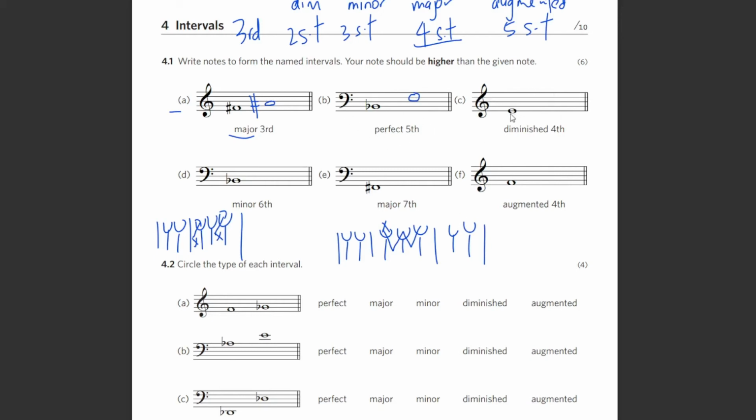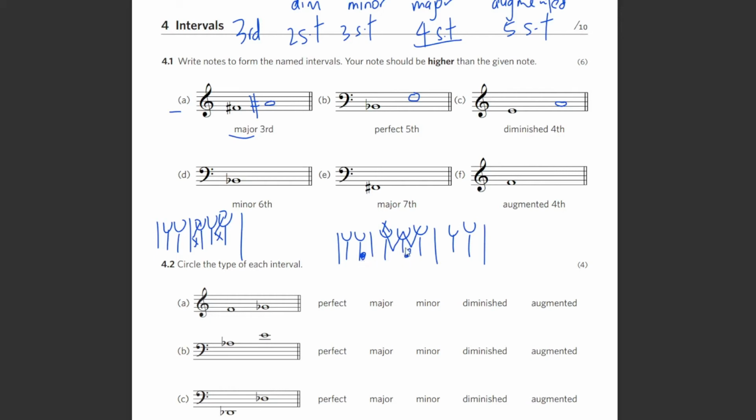Okay, next E. The fourth from E is A. E is 1, F is 2, G is 3. So A is 4th. Now E to A is a 4th. Now I want diminished, right? I know E major has A. So E to A is perfect 4th. Now I want diminished, so they must be closer.